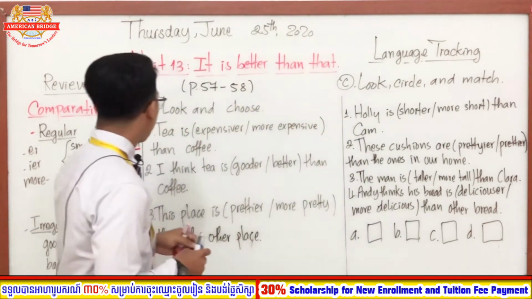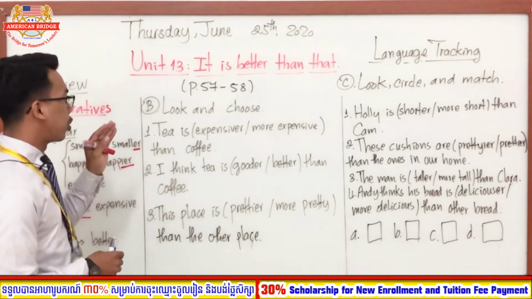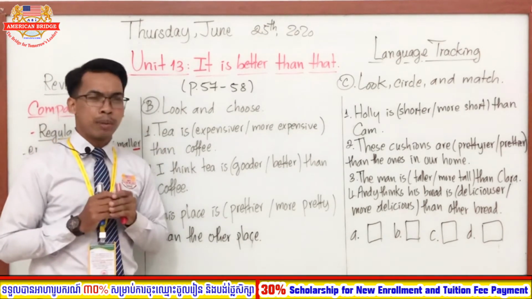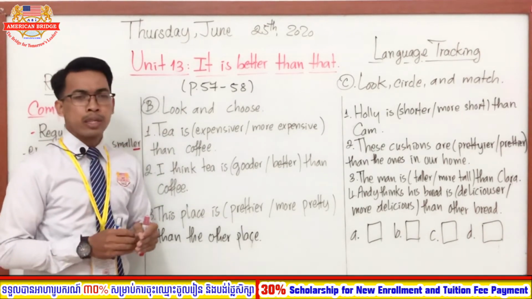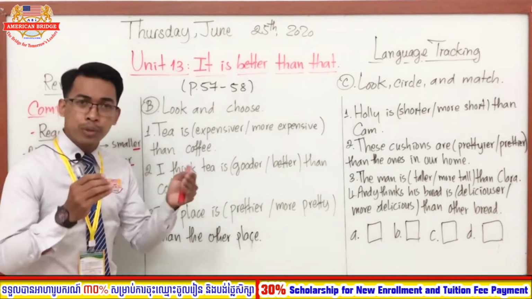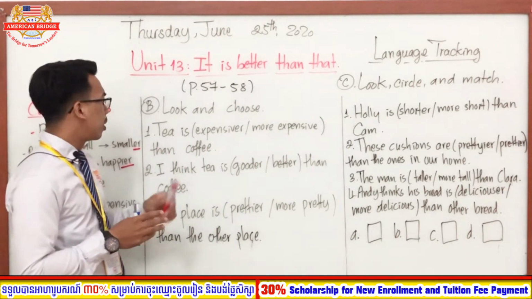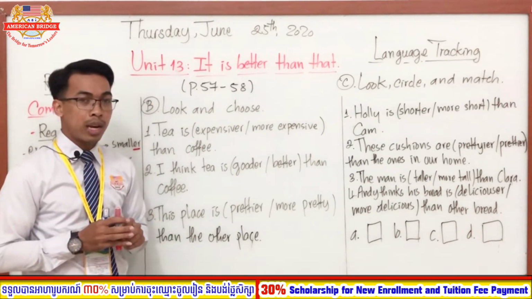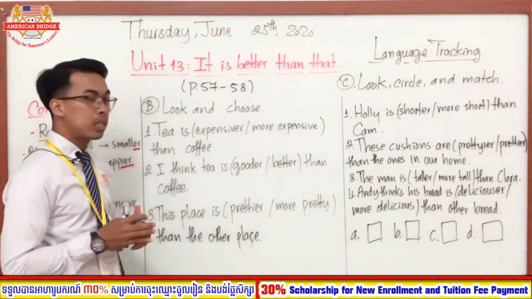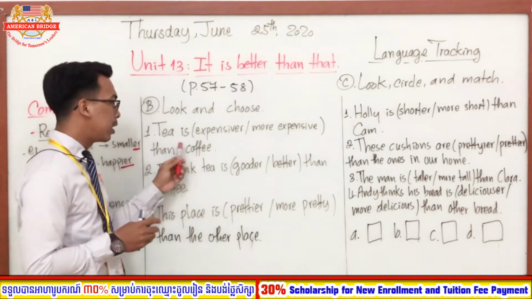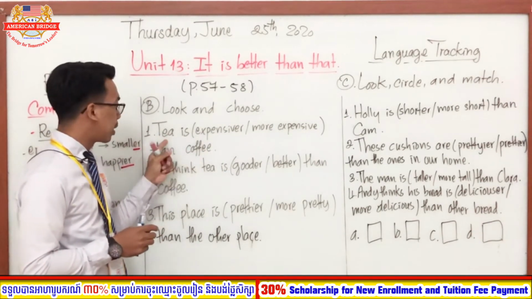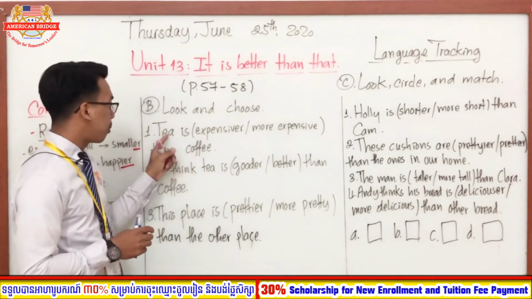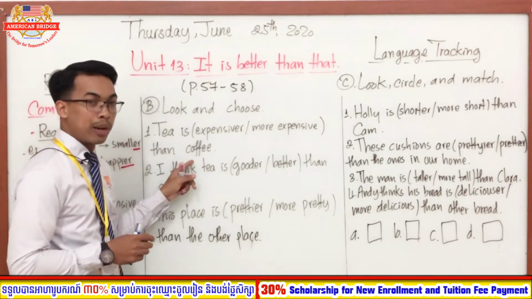Good. So the first one, look and choose. Everyone, the teacher would like to explain a little bit about the comparative. Comparative means that it compares two things, right? Like the word tea, this is about things, about drink. You have to compare it to the other one, like tea compared to coffee. So it compares noun to noun. You got that, everyone? Very good.